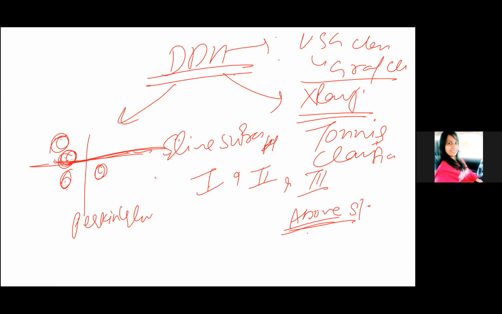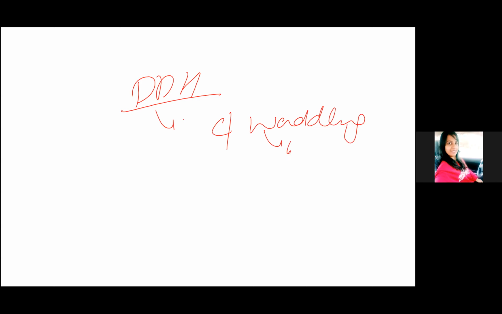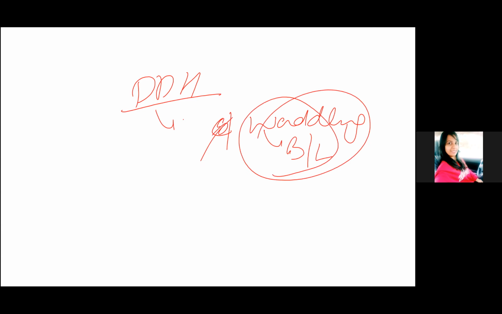Okay, so in DDH, the patient will come to you complaining of gait limp when the child starts walking. So the patient will have waddling gait if bilateral involvement is there.